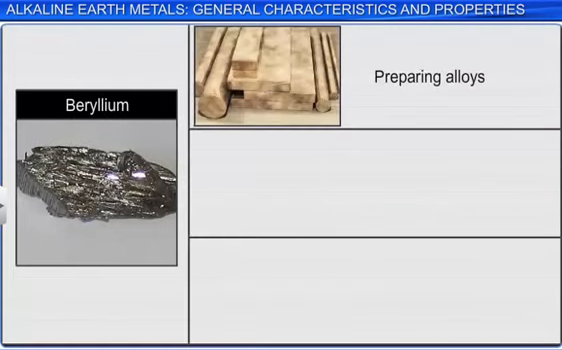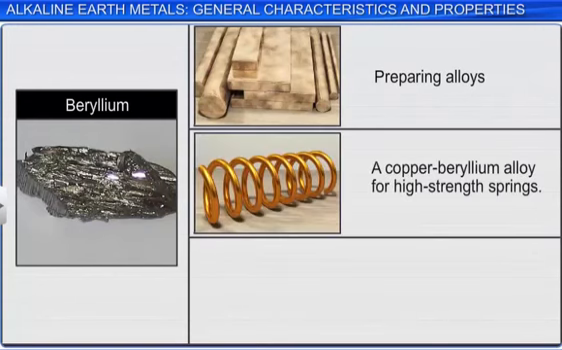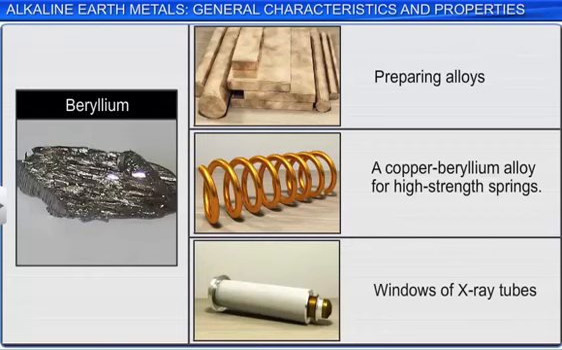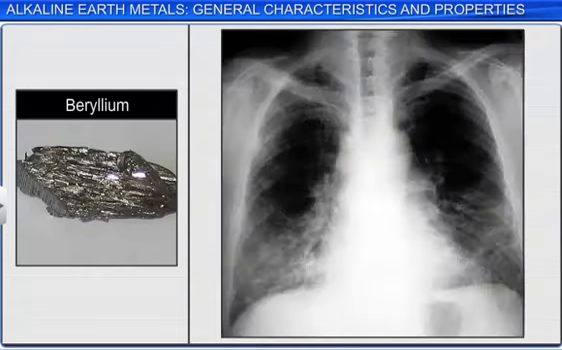Metallic beryllium is used for the windows of X-ray tubes. The inhalation of beryllium dust, vapor, or its compounds can cause berylliosis, a serious form of metal poisoning.